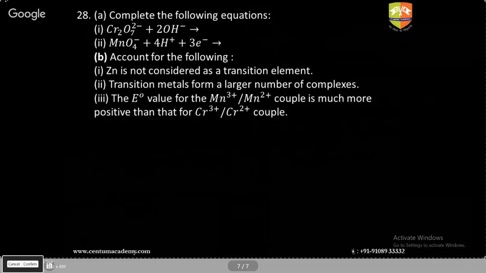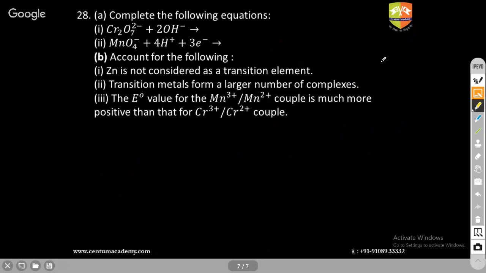Again, you see, first of all, this Cr2O7 2 minus, again there are two possibilities. It can go to 2Cr3 plus when the medium is acidic, or it can convert into CrO4 2 minus if the medium is basic, right? So again, this thing you have to know: CrO4 2 minus in basic medium and 2Cr3 plus in acidic medium.